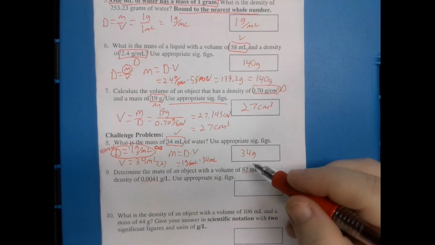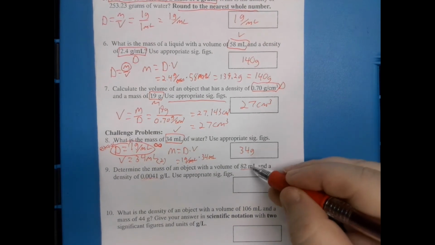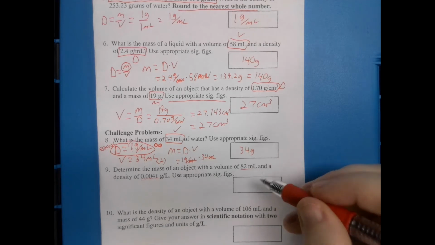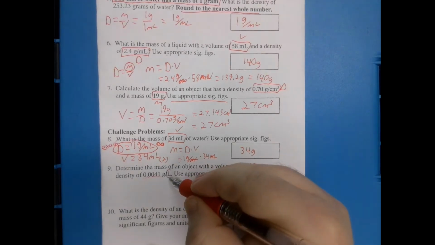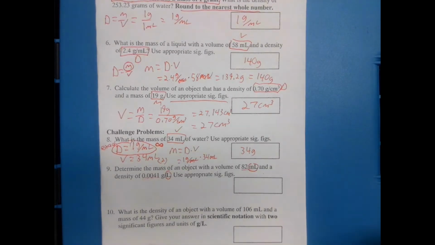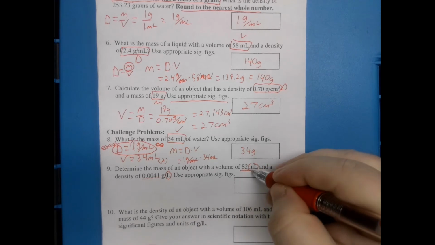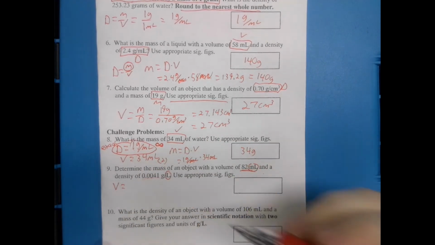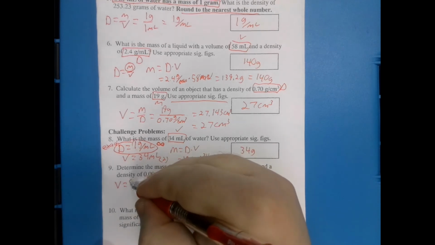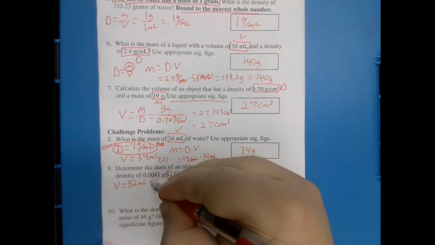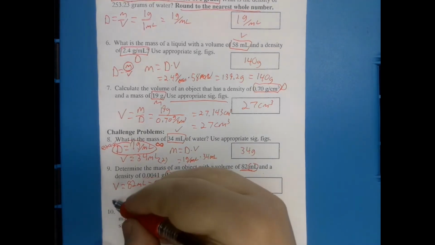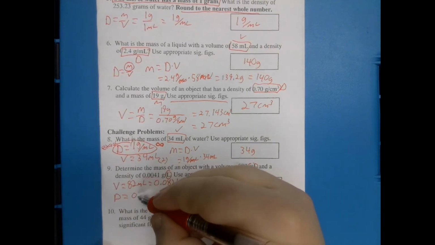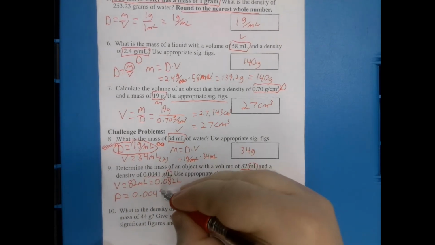So this problem is tricky because if you're not paying attention, you probably got it wrong. Milliliters and liters. Are these the same units? So for volume, it needs to match the same units as the density. So our volume is 82 milliliters, which is equal to 0.082 liters. For density it is 0.004 grams per liter.